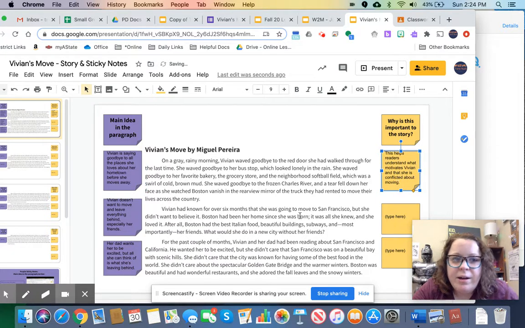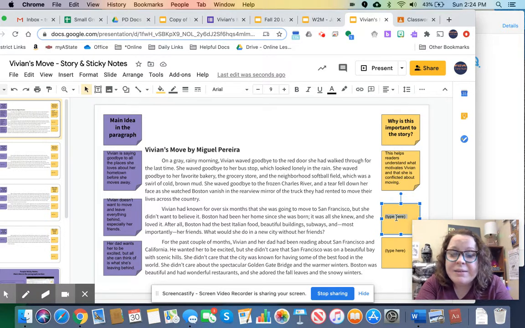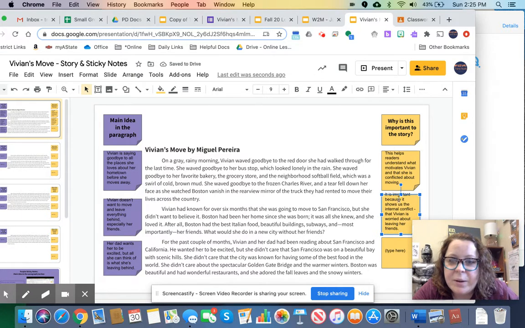All right, what do we know is happening in the second paragraph? We know from looking over here in the purple box that Vivian doesn't want to move and leave everything behind, especially her friends. That sounds like an internal conflict to me, right? Why is this important to the story? It is important because it shows us the internal conflict, that Vivian is worried about leaving her friends. Just making those boxes a little bit bigger so that my words fit in them.